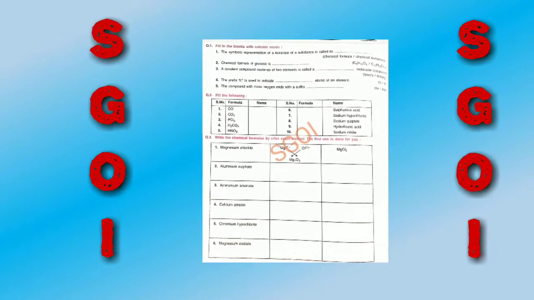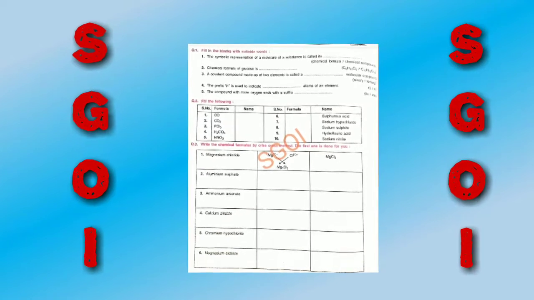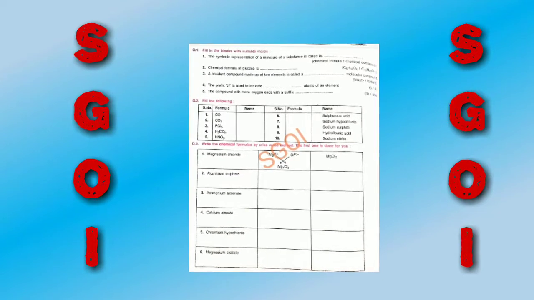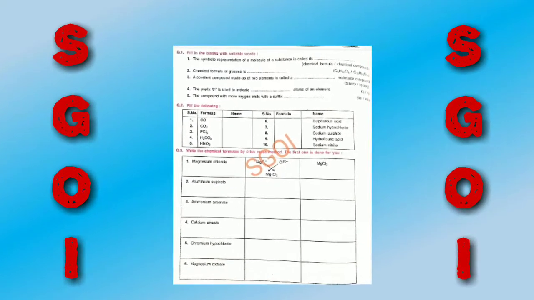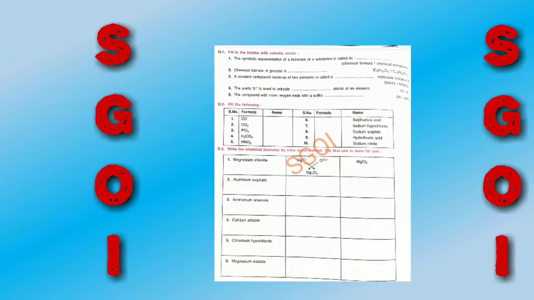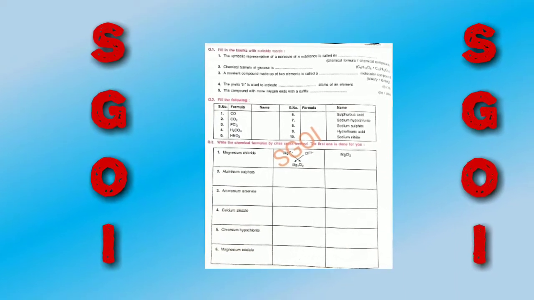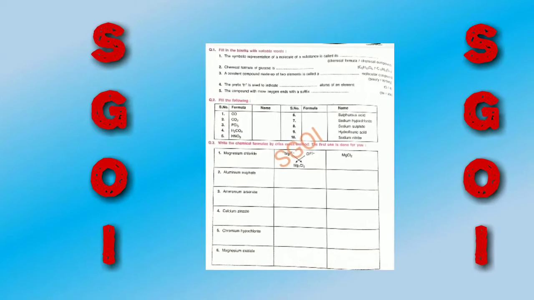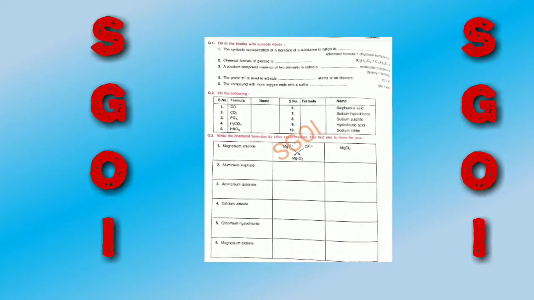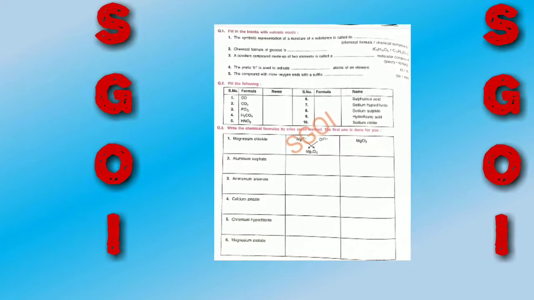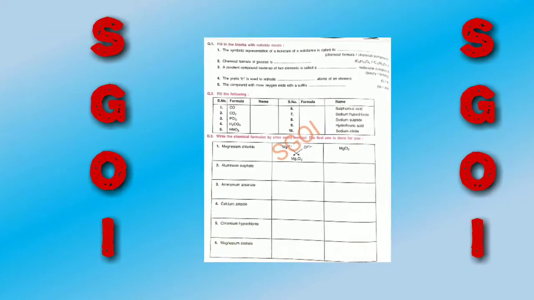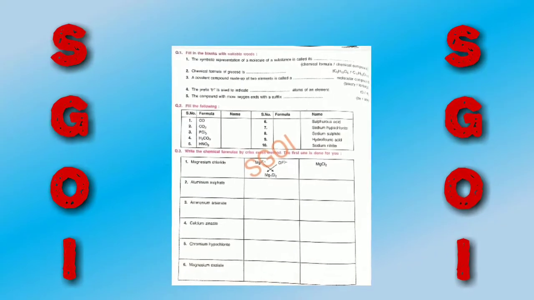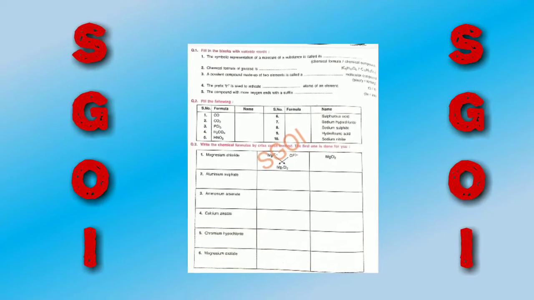Now in the third question, write the chemical formula by the criss-cross method. Here some problems are given to you. The first one is magnesium chloride, which I resolved, and the second one is aluminium sulfate, ammonium arsenate, calcium zincite, chromium hypochlorite, and magnesium oxalate.